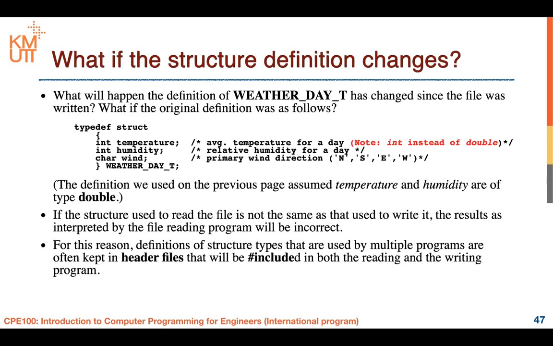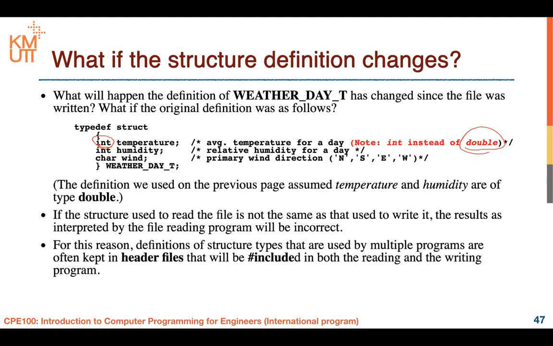What if the structure definition changes? What happens if the data structure that you defined before has been changed? In this example, first of all, you start with integer temperature. But in the future, integer is not enough, you have to collect more precise information for the temperature. It should be changed to double. What happens?